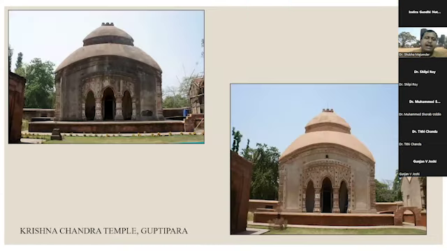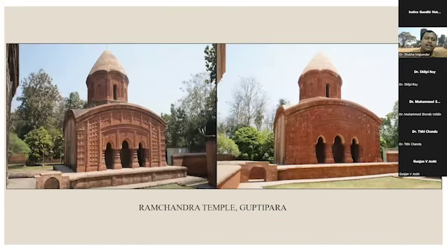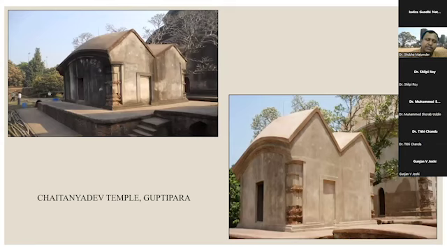And these are some other photographs from the Hooghly district: the Krishna Chandra temple from Guptipara, and the Ramachandra temple from Guptipara, before and after photographs of the chemical treatment. This is the Chaitanya Deb temple of Guptipara before and after. This is the Jod Bangla type temple after chemical treatment.